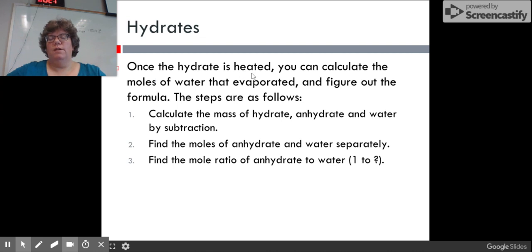So once you've heated up your hydrate, you've weighed it, you've gotten rid of all the water, and you've weighed it again, you can calculate the amount of water that evaporated. You do that by subtraction. Calculate the mass of hydrate, anhydrate, and water by subtraction, so initial minus the final. And then you find the moles of the anhydrate and the moles of the water. You'll know what the chemical formulas for both of these are. Just use your periodic table to figure out how many moles. And then you find the molar ratio of anhydrate to water. So you just make that a fraction, reduce it as much as you can, and that will be the ratio.